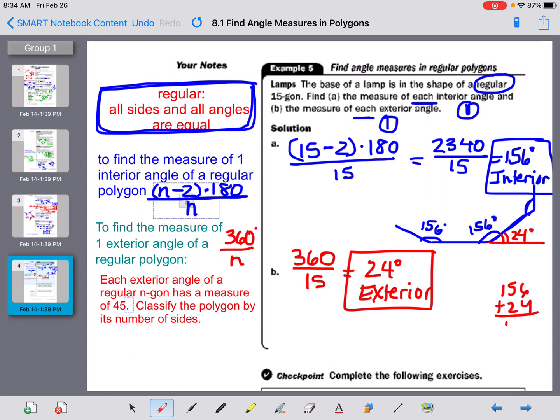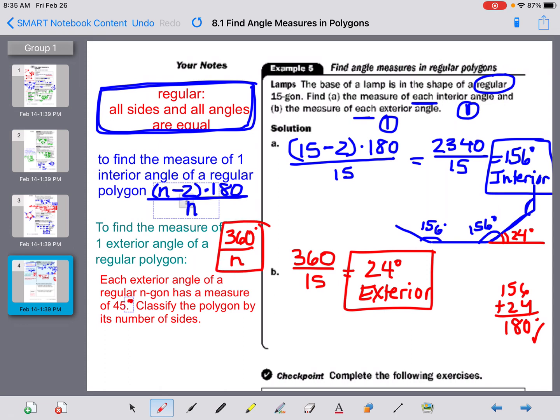When I add them together, they make 180. Does that make sense? Oh, definitely it makes sense, because an exterior angle is the linear pair with an interior angle. So if I know one, I can just subtract from 180 to get the other, or I can follow my rules over here and the same thing applies.